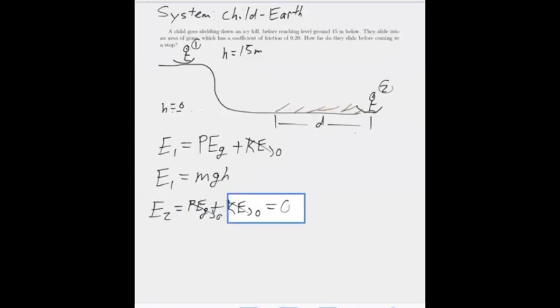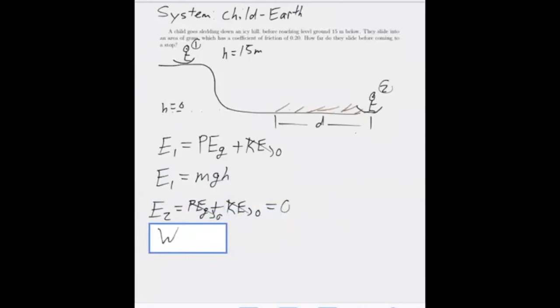So here we can see right away that there must be some external work. And as I said, whenever you see friction, you know there's going to be external work. We can also tell that because the energy at point 1 is not 0, but the energy at point 2 is 0. So they're not always the same.